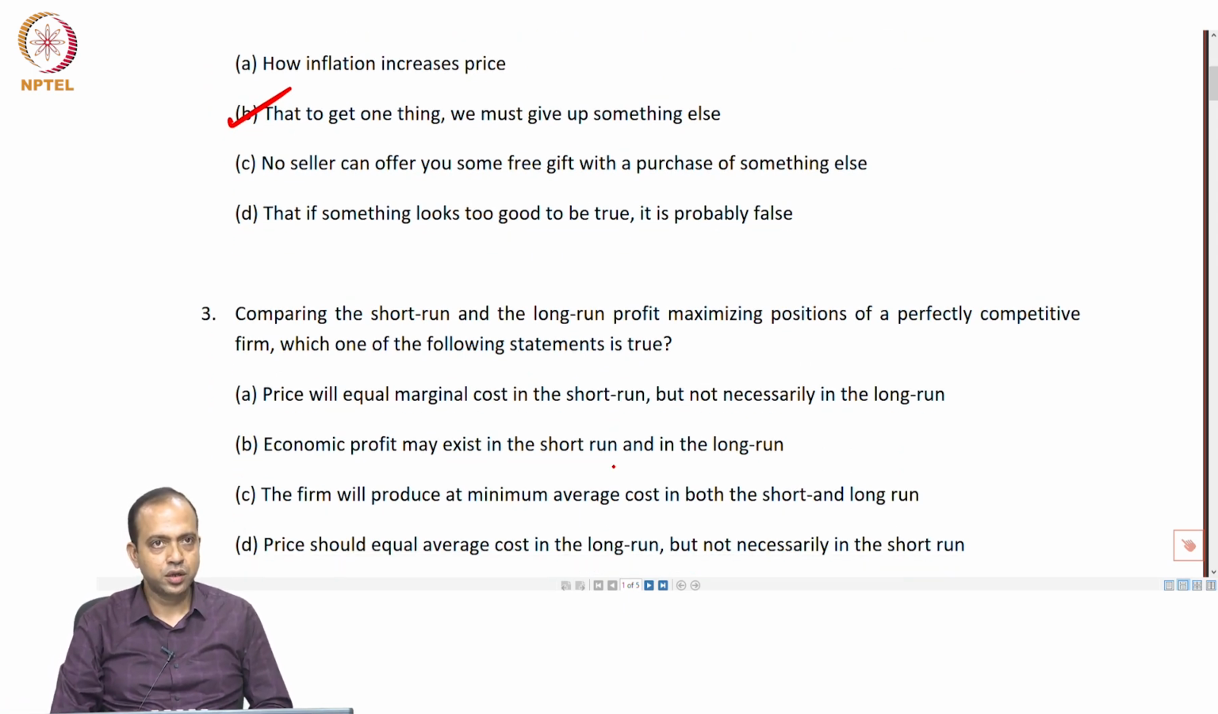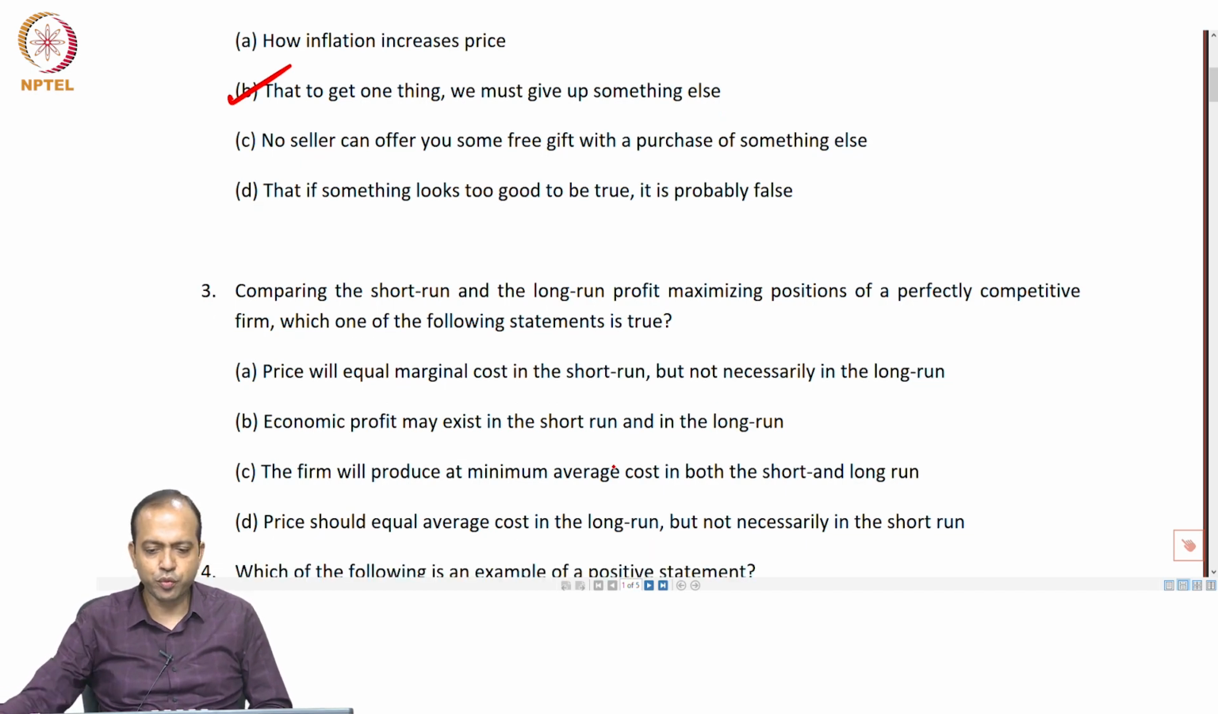Question number 3. Comparing the short run and long run profit maximizing positions of a perfectly competitive firm, which one of the following statements is true? Price will equal marginal cost in the short run, but not necessarily in the long run. Is this true? So P equals MC in the short run but not necessarily in the long run.